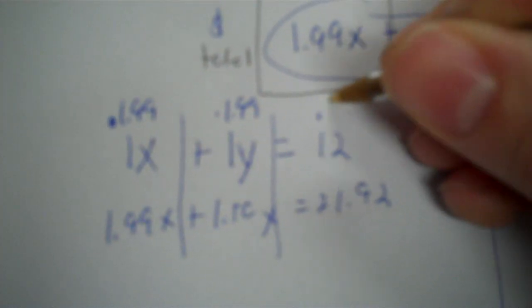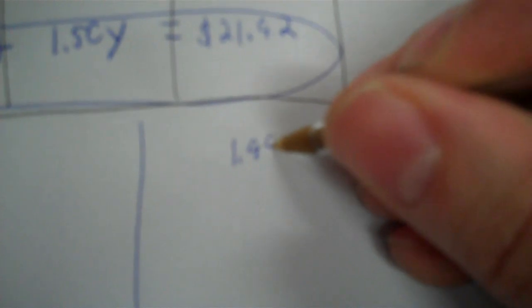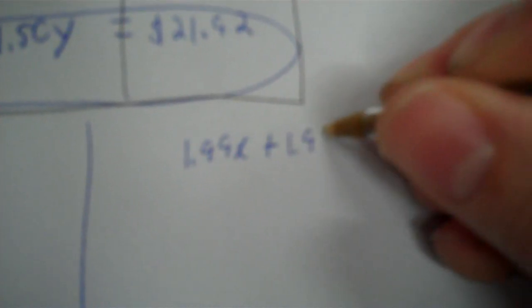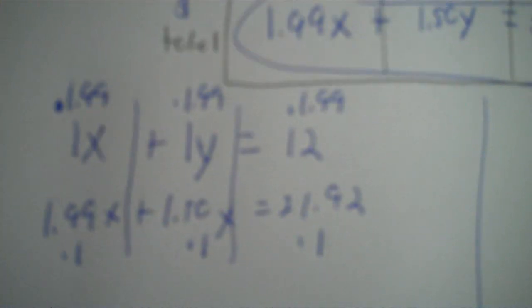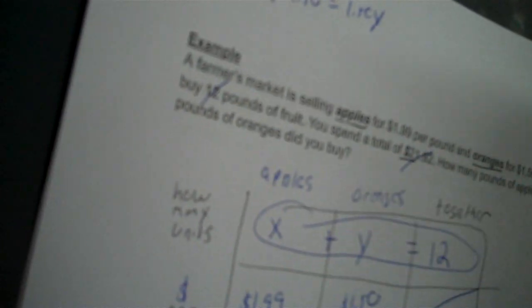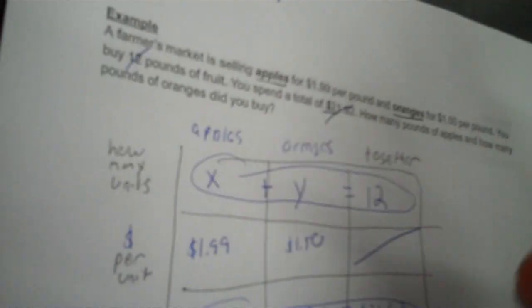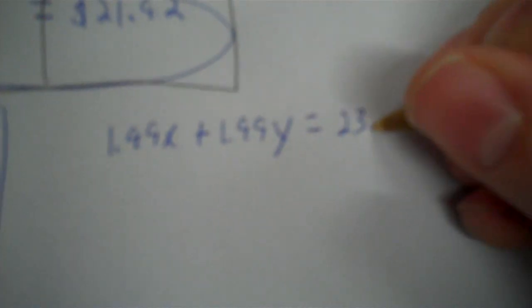So $1.99, so I multiply by 1.99 across the top. Remember to multiply the 12 by 1.99. And then the bottom you're multiplying by 1. So 1.99 times 1x is 1.99x. 1.99 times 1y is 1.99y. And then 1.99 times 12 is 23.88. Now the bottom is just the identity property because you're just multiplying it by 1.